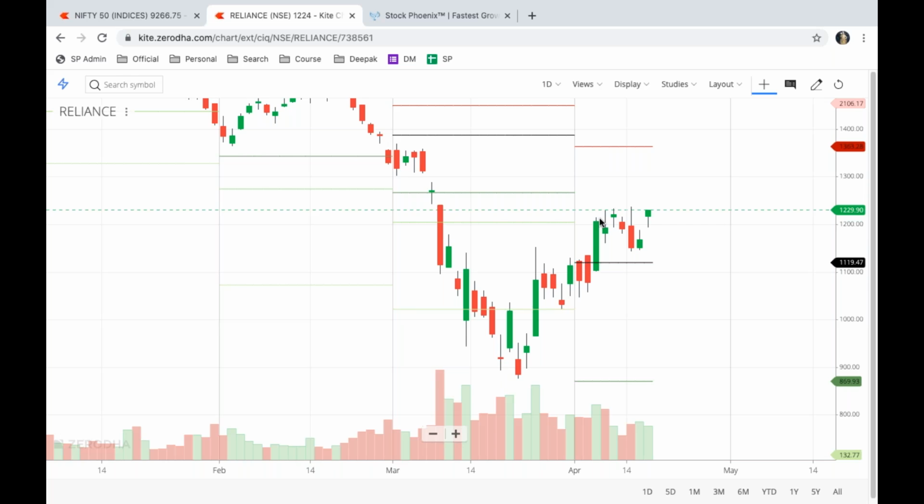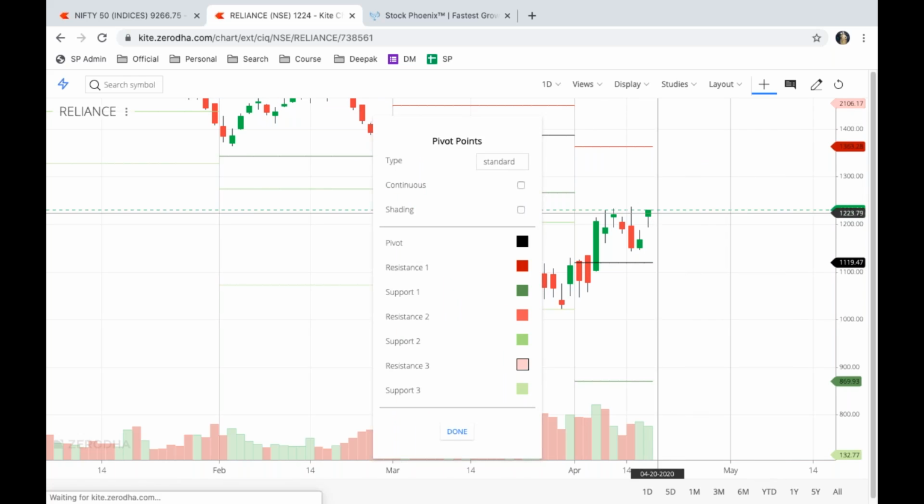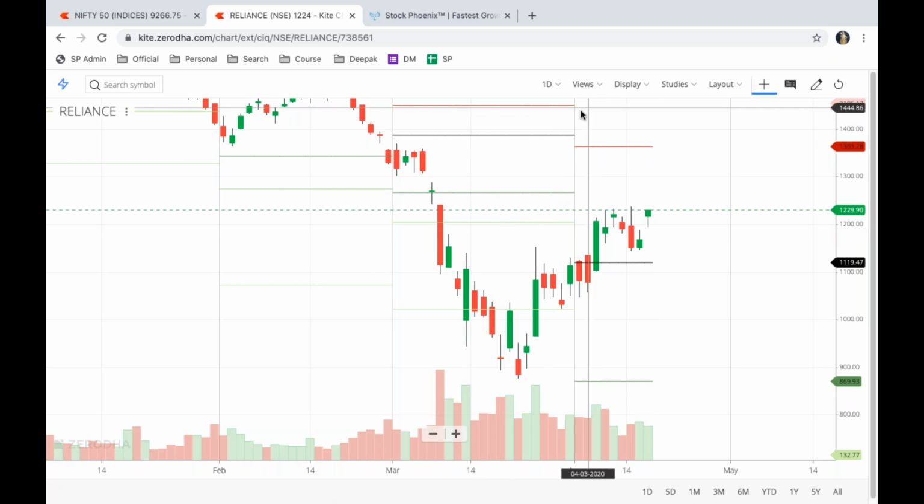RSI. Same like that, RSI. Pivot also will act as a support, pivot also will act as a resistance.